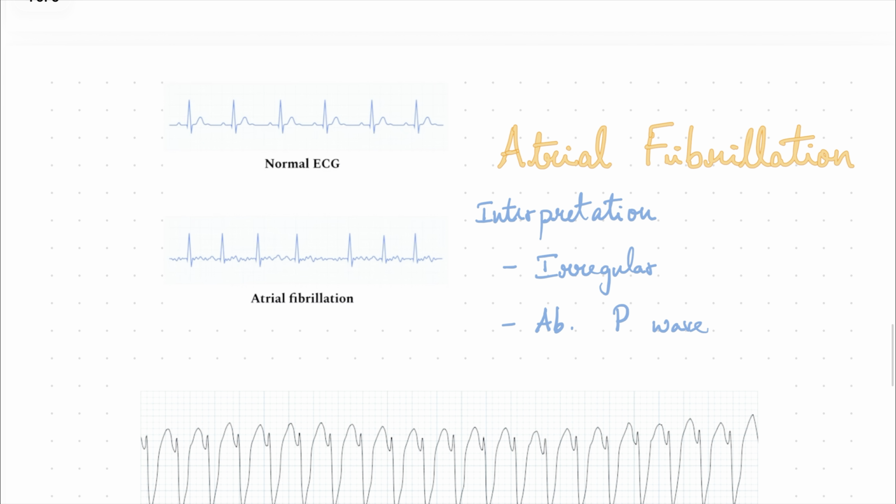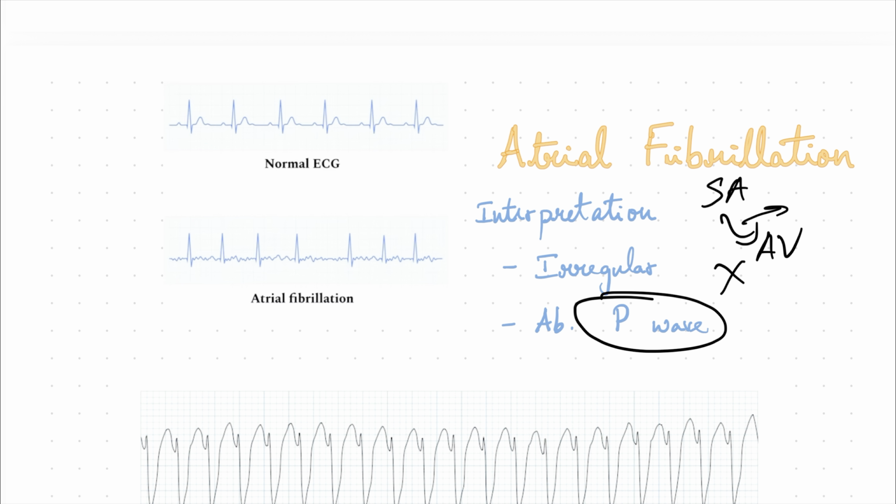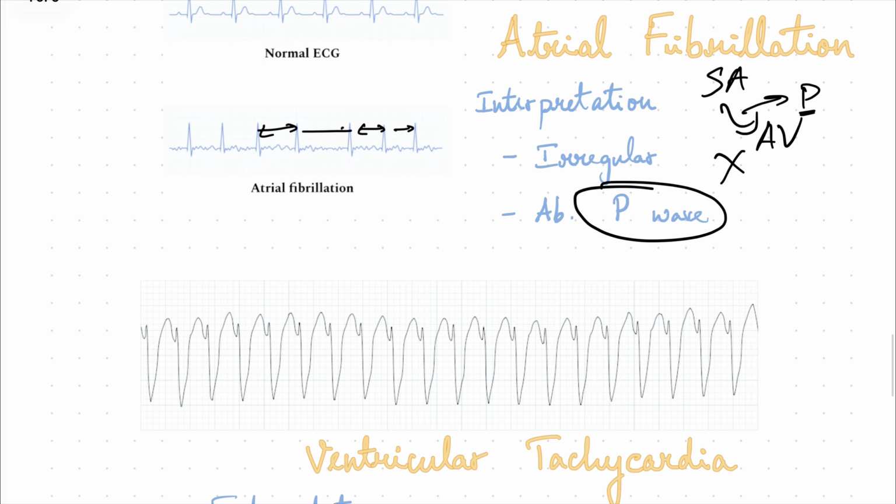Next, atrial fibrillation. I've told you before, if you remember, in atrial fibrillation, from SA node to AV node, there's impulse transmission disturbance. So what happens? P wave is absent because this corresponds to the P wave, and it has to be irregular. So if you see, it's irregular. The RR intervals are very irregular, and the P wave is absent. There is no P wave before a QRS complex. So this is a classical atrial fibrillation.